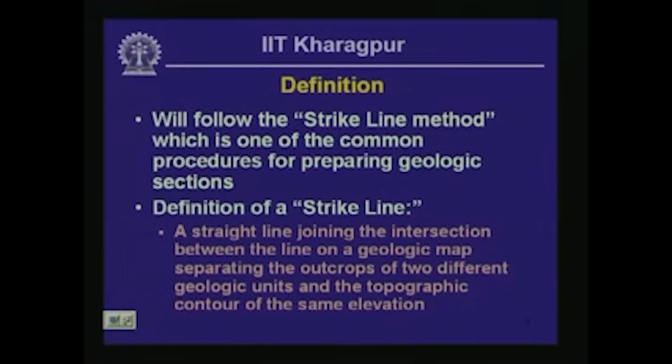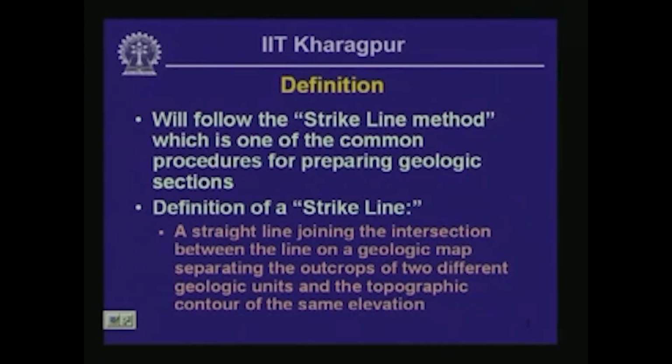strike lines. So we begin by looking at the definition of a strike line. A strike line is essentially a straight line joining the intersections between the line on a geologic map separating the outcrops of two different geologic units and the topographic contour of the same elevation. Just look at that definition, and it will become clearer when I take the example of the geologic maps that we are going to consider a little bit later. This definition is for your records.